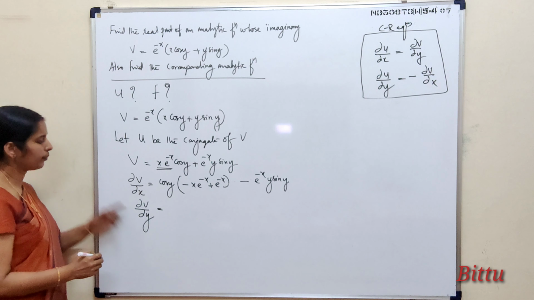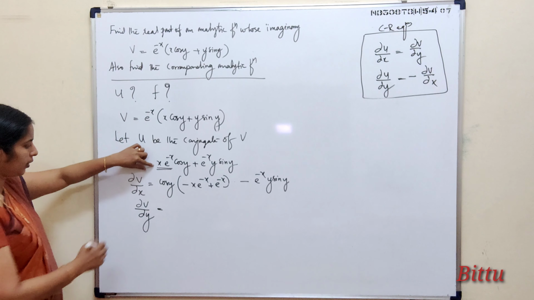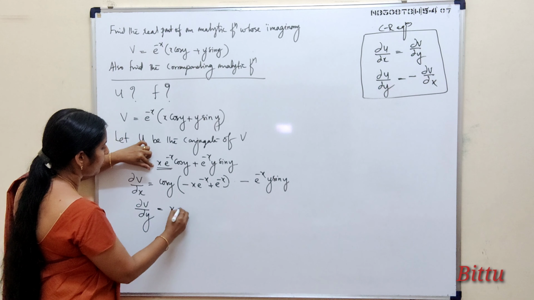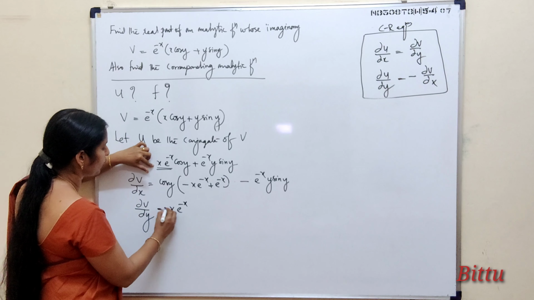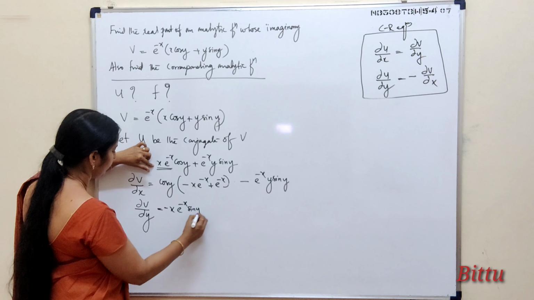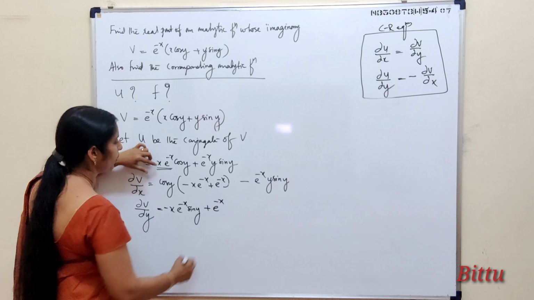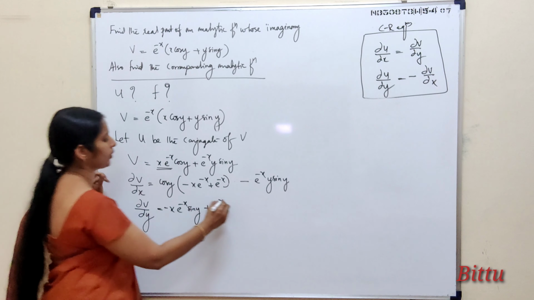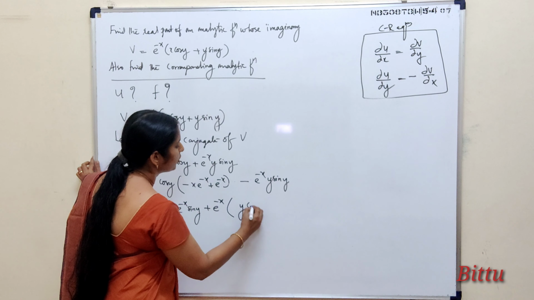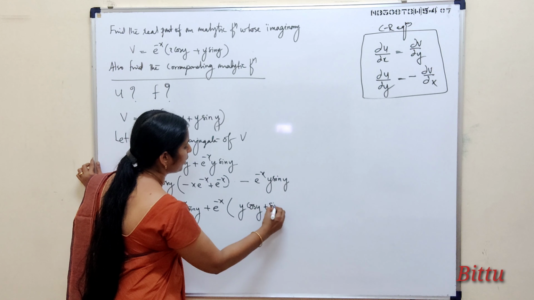∂v/∂y. At this time, you have to keep x as a constant. So, x e^(-x) is a constant. The derivative of cos y is minus sin y. Plus e^(-x) into, you differentiate y sin y, it's a product, so there you have to apply the product rule. So y cos y plus sin y.